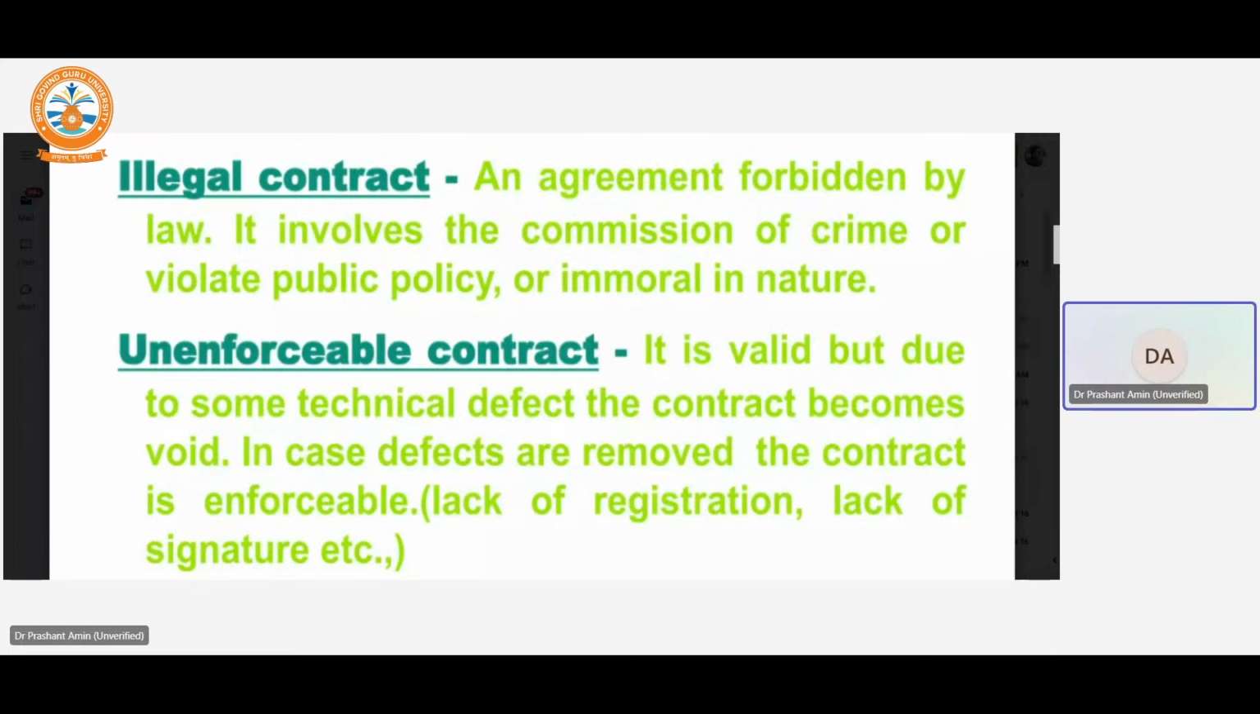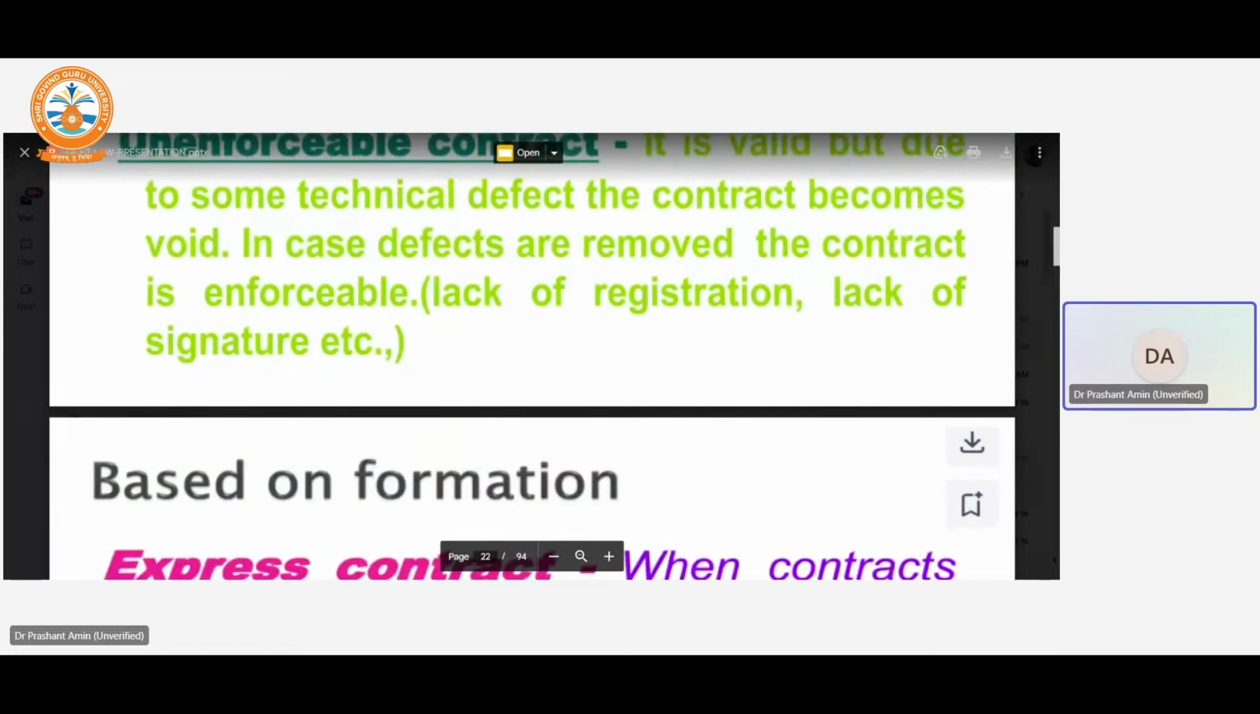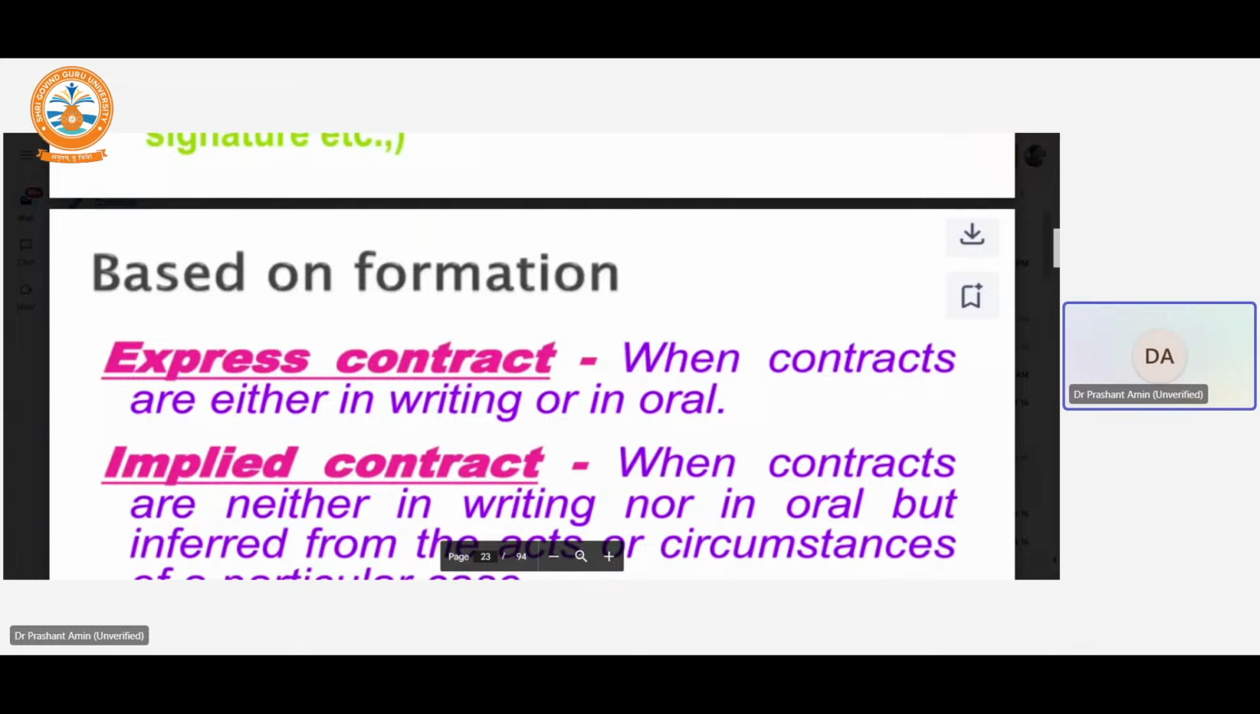Unenforceable contract. It is valid, but due to some technical defects, the contract becomes void. So in case the defect is removed, the contract is enforceable. Lack of registration and lack of signatures, these are the critical elements as far as the contract is concerned.